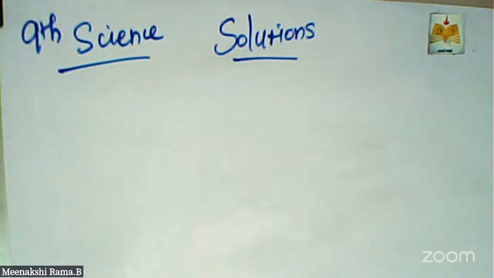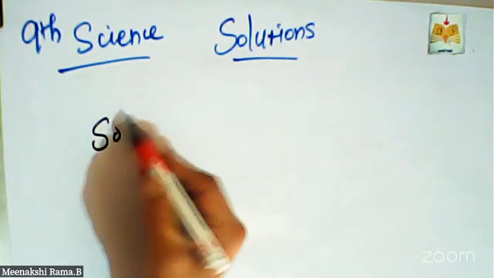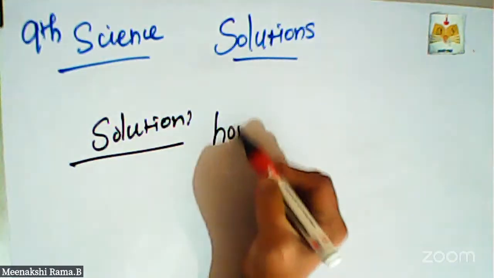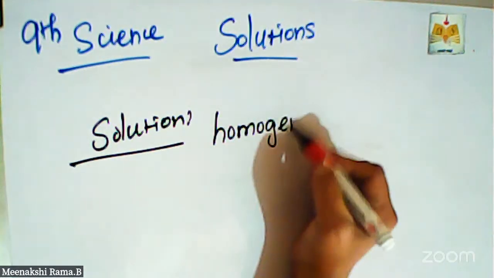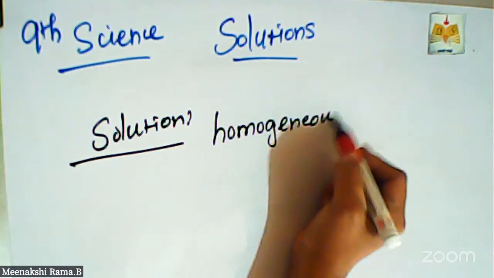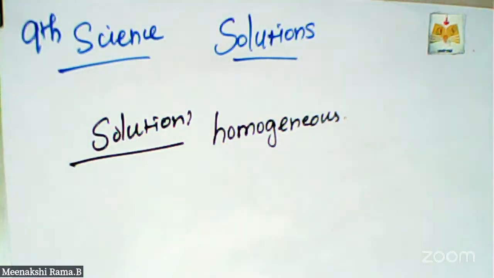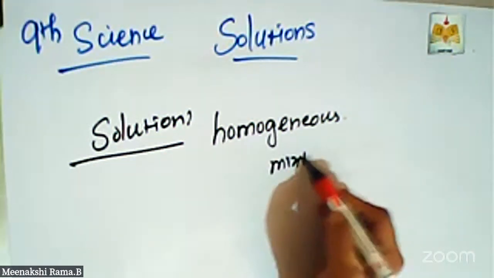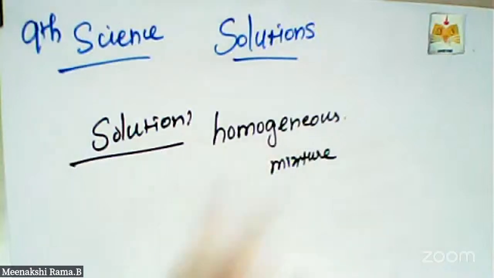Okay. So what is solution? A solution is a homogeneous mixture. What does solution mean? It is a homogeneous mixture of more than one substance. This is the definition of solution.